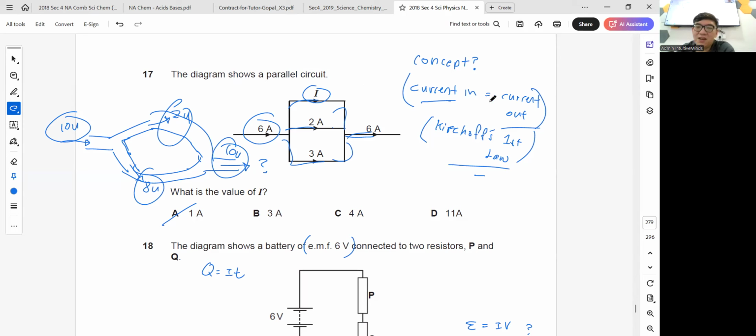The concept is current in equals current out, also known as Kirchhoff's first law. Do you need to know this? The name you don't need to know, but you need to know this. So if you have 6 going in, 6 going out, there's 2 and 3 here. This must therefore be 1.